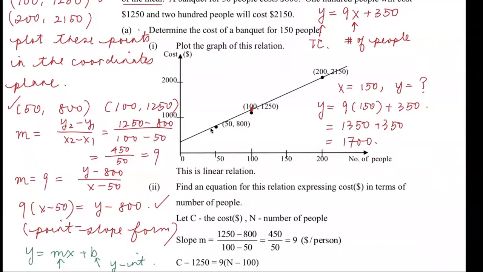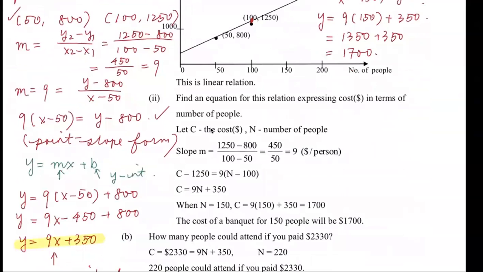How do we interpret this answer? This 1700 means if we have 150 guests, if we have 150 people that come to this banquet, then the total cost will be $1,700. That's part A. Let's look at part B.